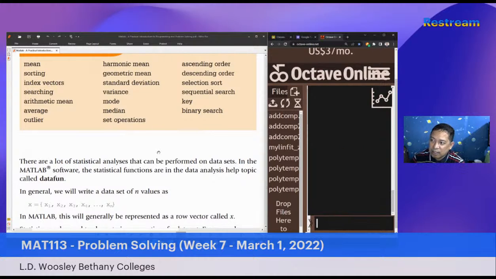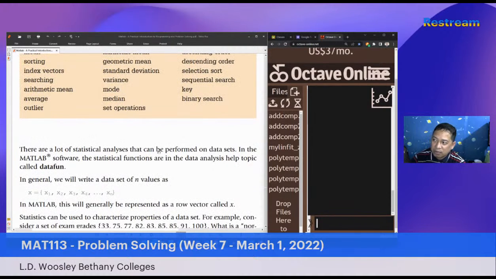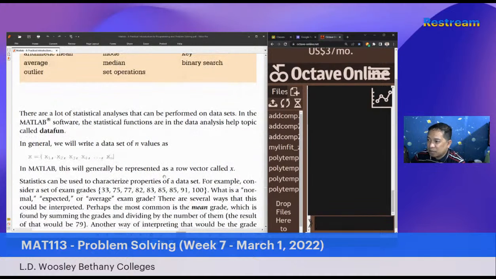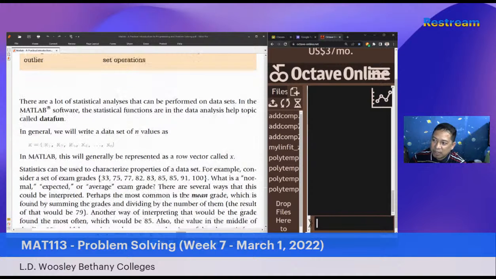Okay, we will write a data set of n values, such as x equals x sub 1, x sub 2, etc. In MATLAB, we generally represent this as a row vector called x. This time, we'll not be using symbolic operation, but matrix operation and vector analysis. For instance, consider a set of exam grades, 33, 75, etc. What is the normal expected average of the exam grade?